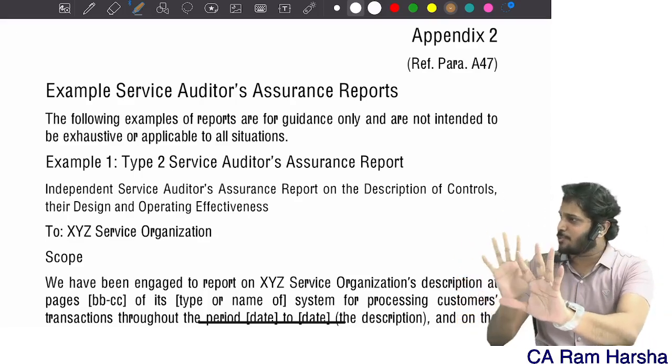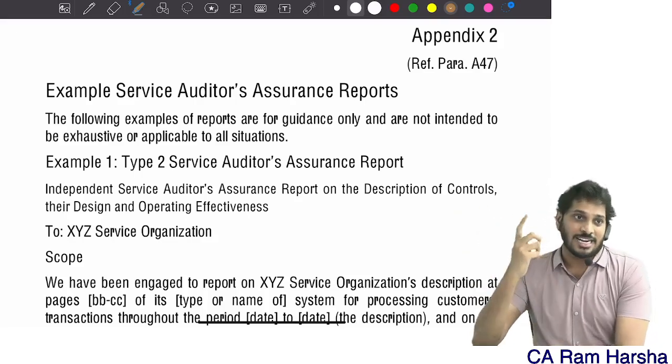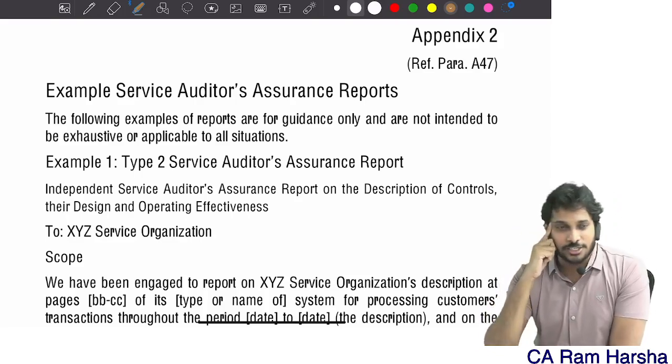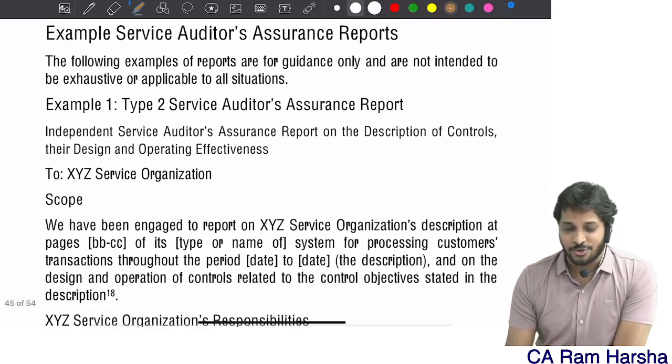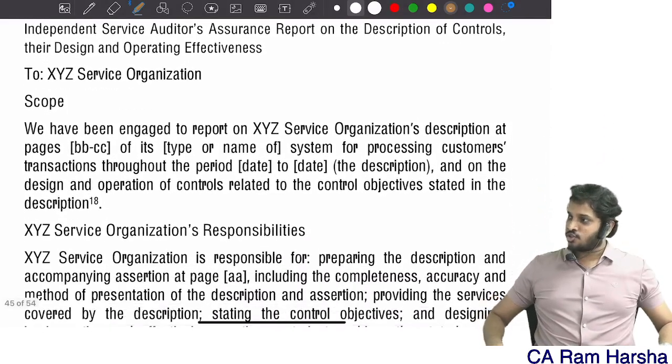Within this marathon, I hope you understood what kind of content we are delivering. So this itself is a proof that auditing is not a boring subject. Just that you have to know how to read it. So look at this Type 2 report. So I hope you all get 80 plus in FR so that you'll get 40 in audit.